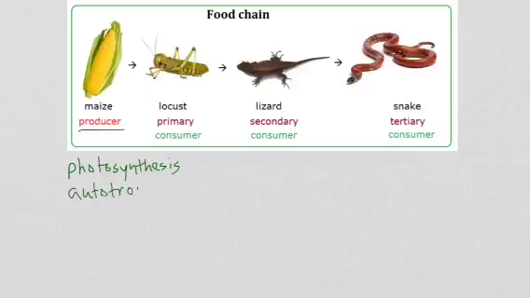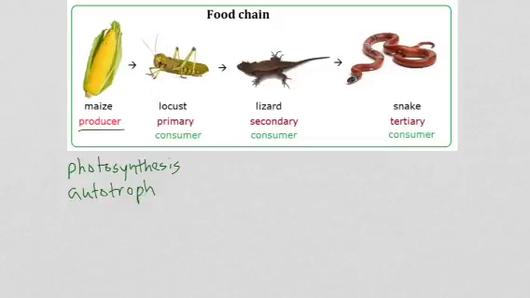Now, an autotroph, if we break this word down into two, it actually explains what the word means. Auto means self. Okay, and troph means feeding or food. So in this case, producers are autotrophs because they're able to self-feed.